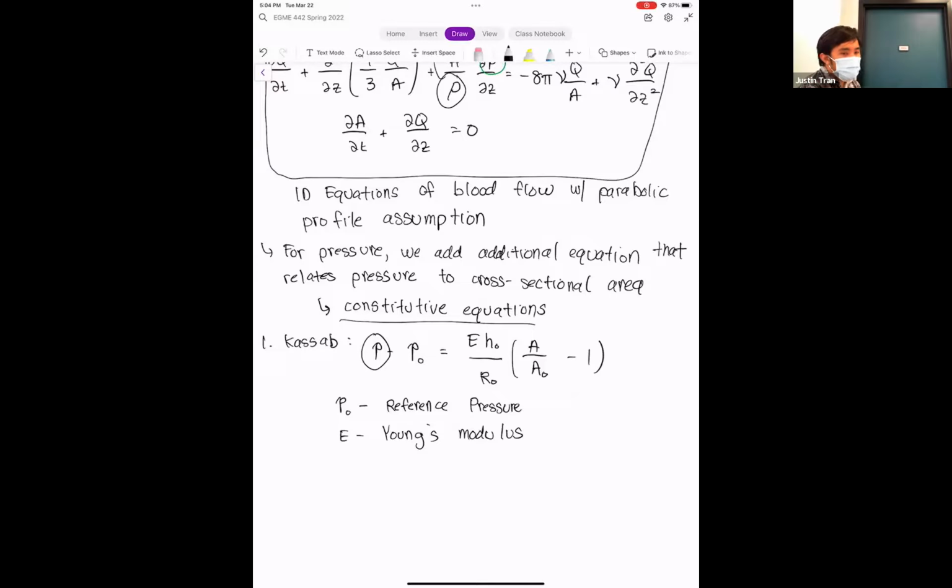So Young's modulus, hopefully sounds familiar. That's a measure of the stiffness of a material, and that would be the stiffness of the vessel wall itself. We have H0. H0 here is the wall thickness, so how thick the vessel wall is.